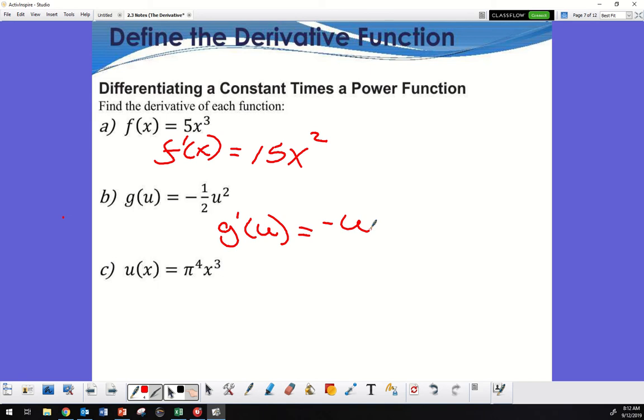So let's go ahead and do my exponent. So it's going to be x squared. And in front I go what? 3 times pi to the 4th. Yep, 3 pi to the 4th is my u prime of x.